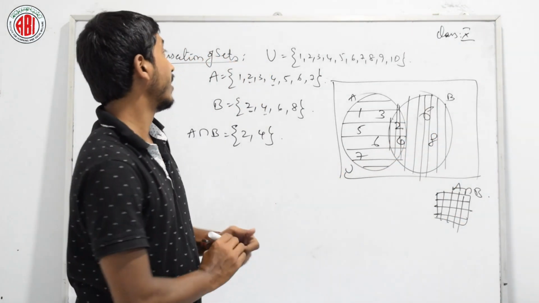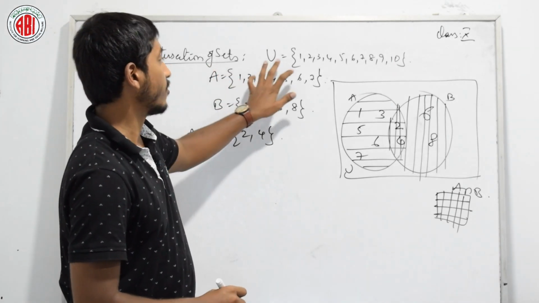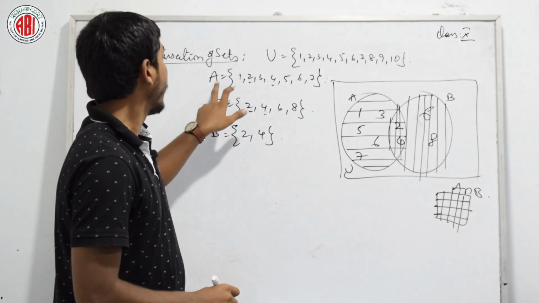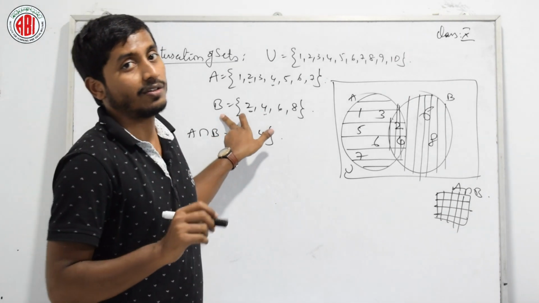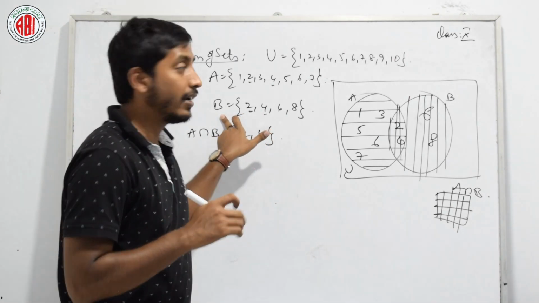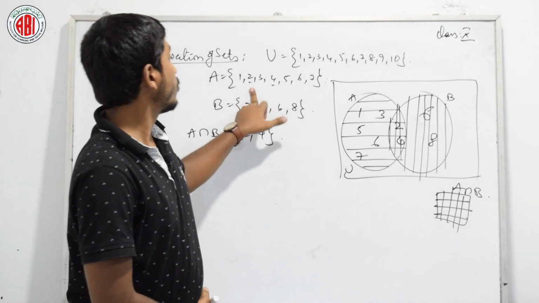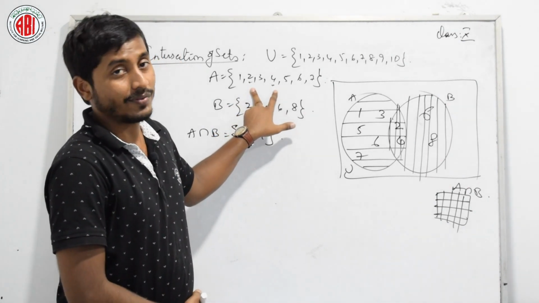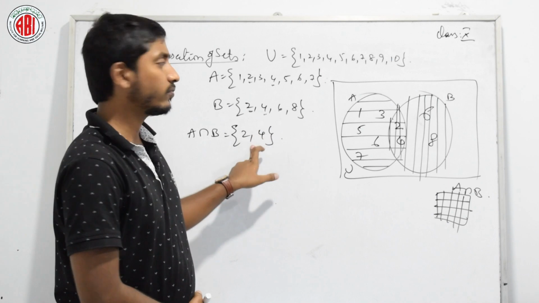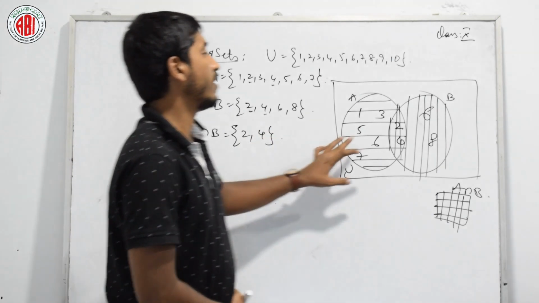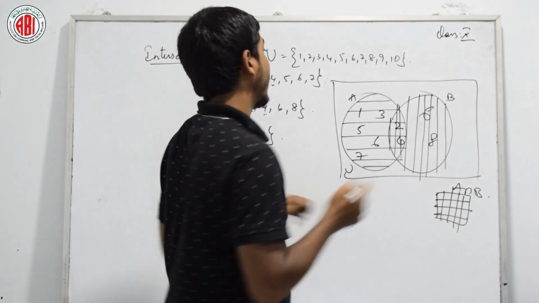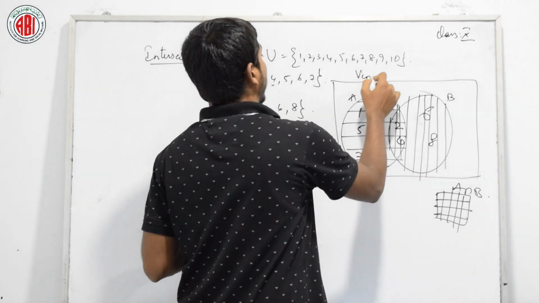Once again, let's recall that the intersection of two sets is always given by the common elements of the two sets, right? A is one set, B is one set. What are the common elements here? 2 and 4 are the two elements which are common in both the sets. Is it clear? This is how we represent it pictorially. This is again a Venn diagram.